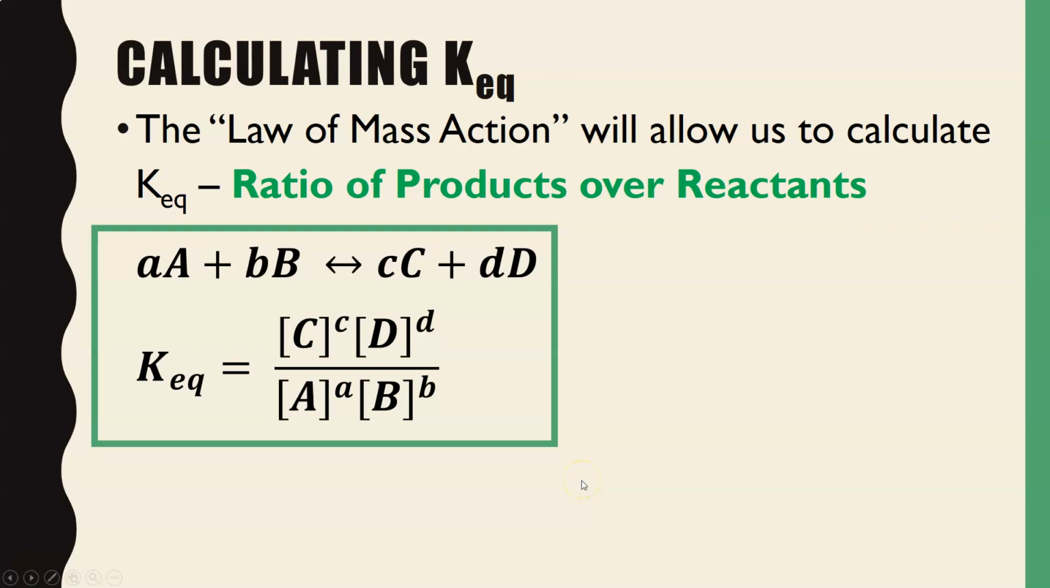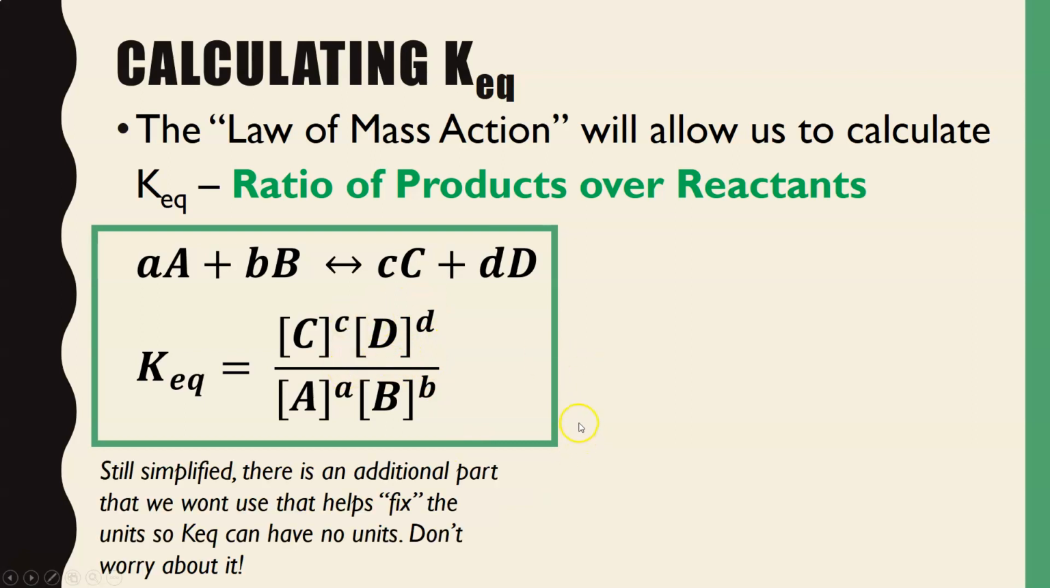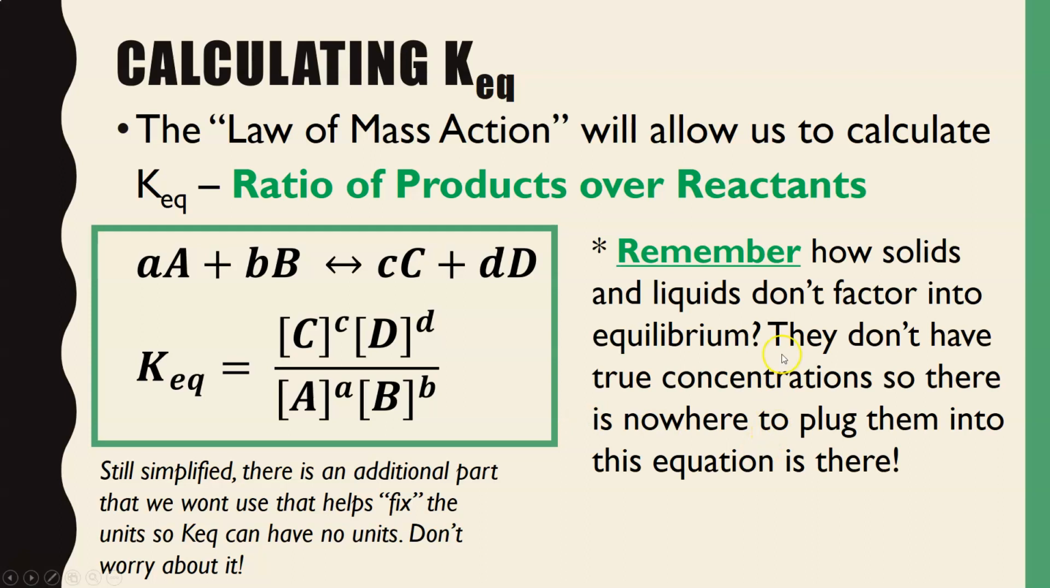One really, really important thing to understand is that these square brackets represent concentrations. And you have to remember that solids and liquids do not have concentrations. A solid and a liquid are not showing up in this calculation, okay?